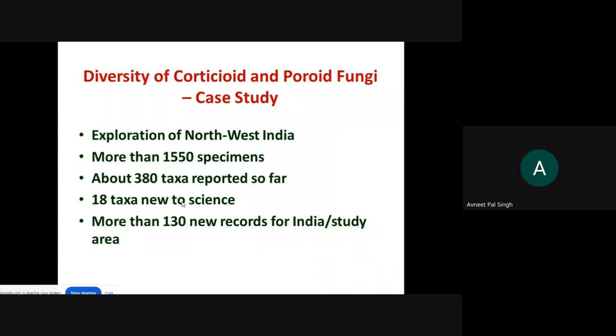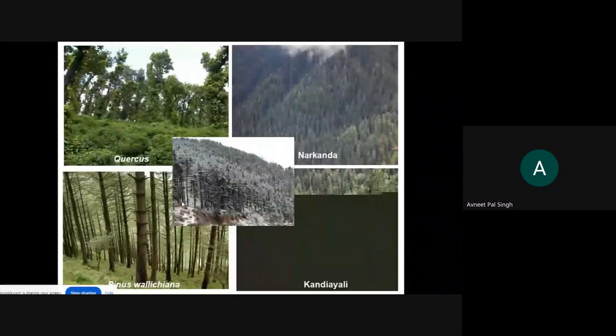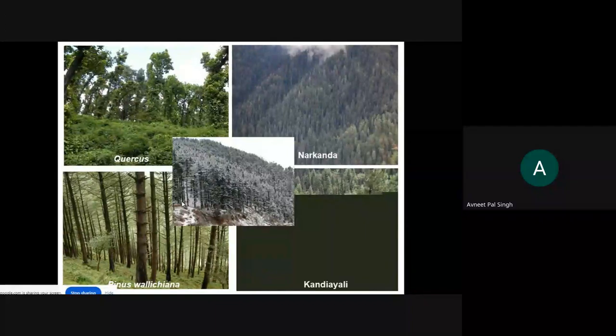What we have done are diversity studies on corticoid and poroid fungi from northwestern India. A lot of collections have been made. We have explored the states of Himachal Pradesh, Punjab, Uttarakhand, and the Jammu division of Jammu and Kashmir. We have traveled from subtropics to temperate conditions.